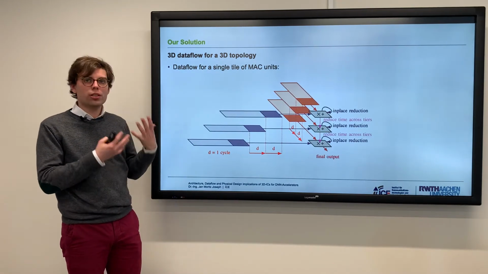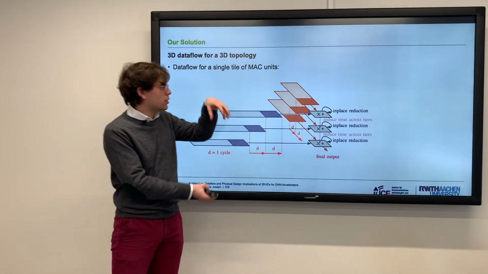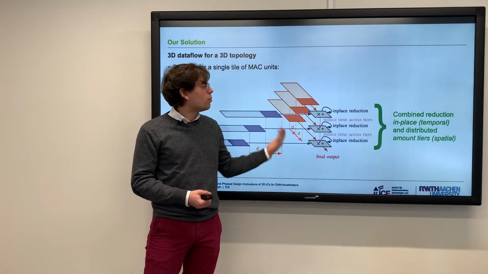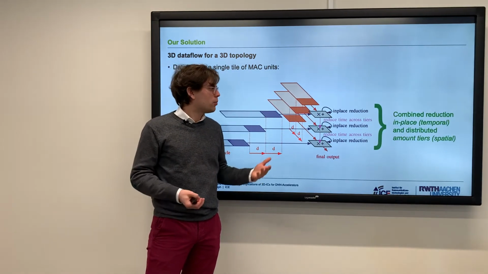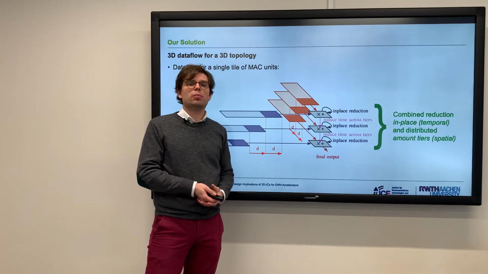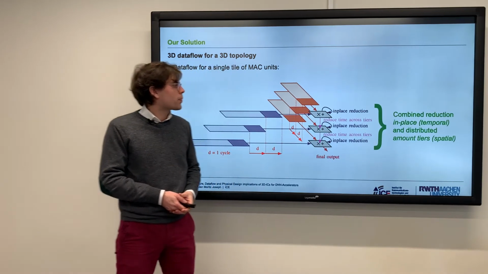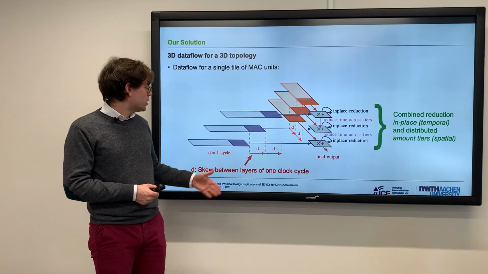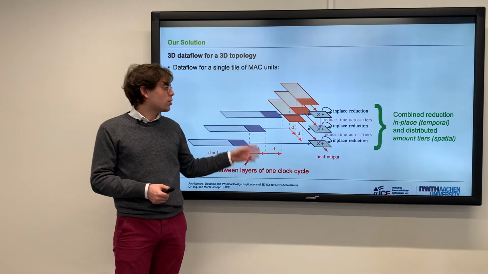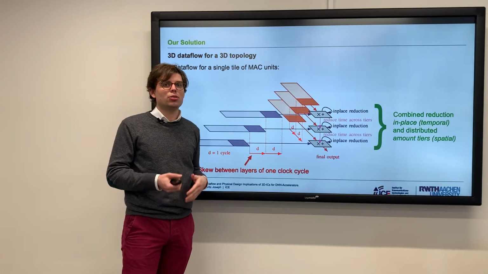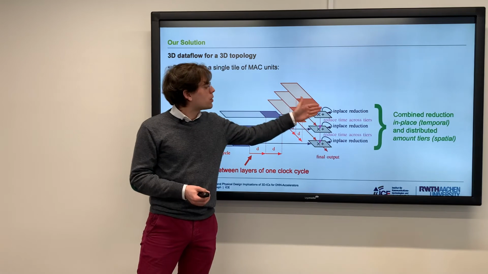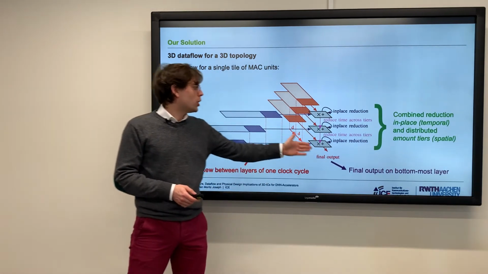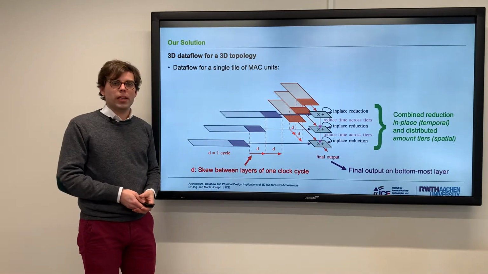So let's take a look first at a single pile of MACs. So this is like 3 MAC units on top of each other. And what you can see here is that we now combine the reduction in place, still in the temporal dimension, but also separated in a spatial dimension over the 3D. So basically we have a combined 2D and 3D approach here. And also what you can see is that you need a skew between the layers of one clock cycle, which is basically just analogous to the 2D case, to keep timing so that the results are at the correct MAC unit at the correct time. And well, your output comes down at the bottom layer.